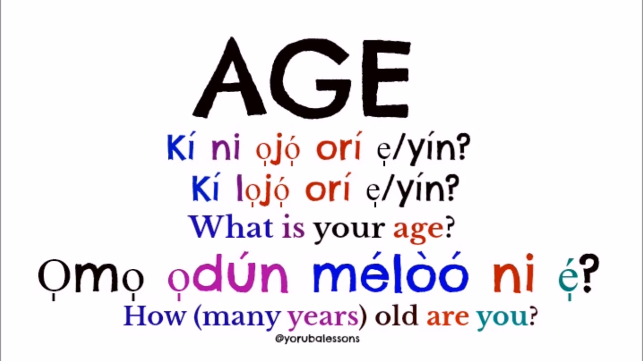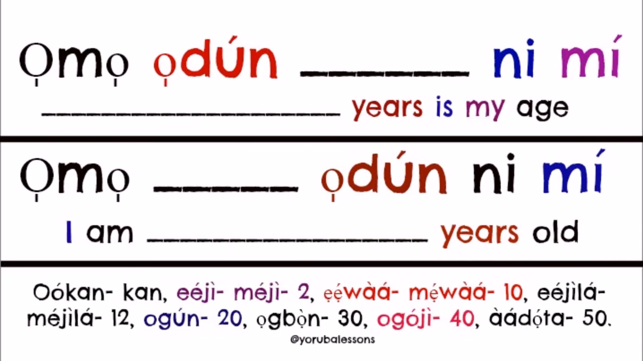Or another way of asking is omodume lonie or omodume lonini. For an adult, I'm pretty sure, or at least confident, that you would now know that ni is for someone that is older or more than one person, irrespective of their ages. Omodume lonie, omodume lonini. How old are you? So to answer that, you would say omodu dash nini. I am something years old.